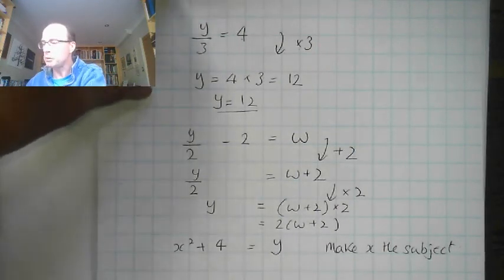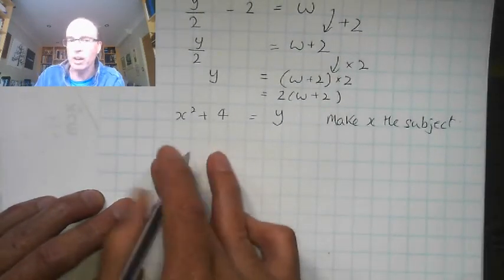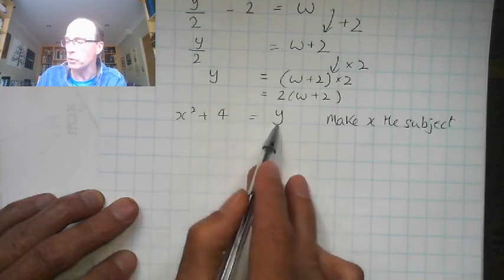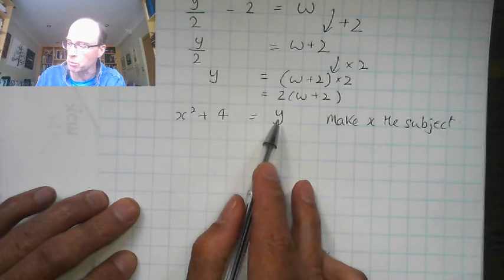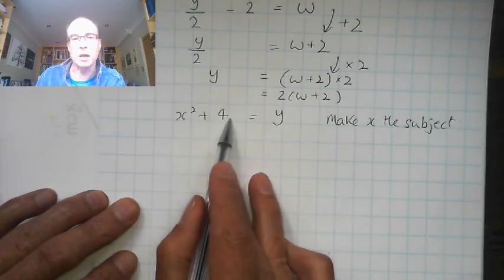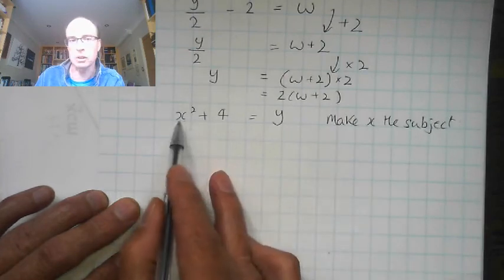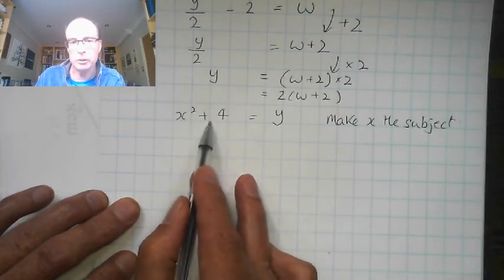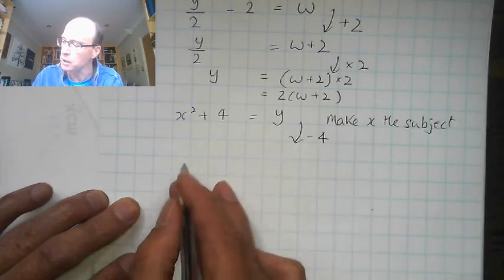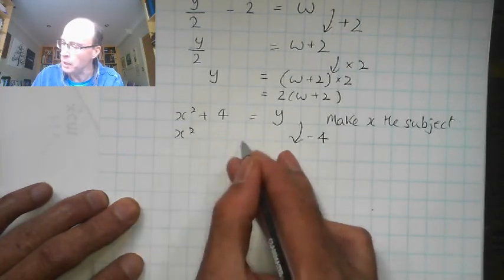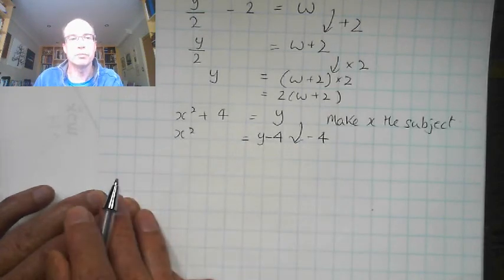Last example, this one's quite tricky. They have been getting more tricky as we go through. This one we've got a squaring. So we've got x squared plus 4 is equal to y, and this time we're making x the subject. So at the moment we've already got y the subject, we've got y equals x squared plus 4, but we're making x the subject instead. So we're trying to get x on its own. So I'm going to get rid of that plus 4 first. So if I subtract 4 from both sides, I'm left with x squared is equal to y take away 4.